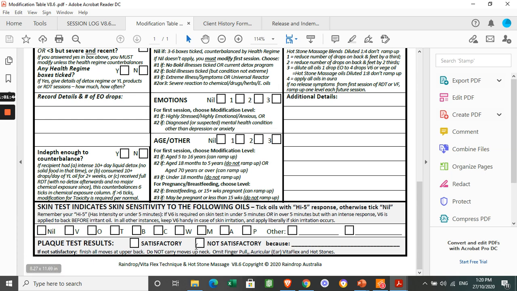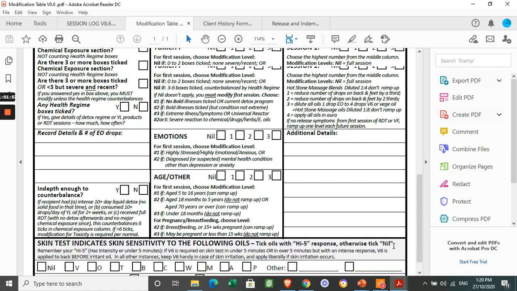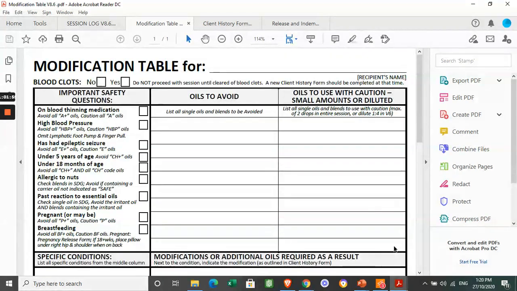If the plaque test result is not satisfactory, I would highlight this so that it draws your attention on your modification table. From that, we then have successfully completed that modification table, and we have taken all the information from the client history form and recorded it where we as the therapist need to know and see at a glance what recommendations we've created for this tailored session with the client.